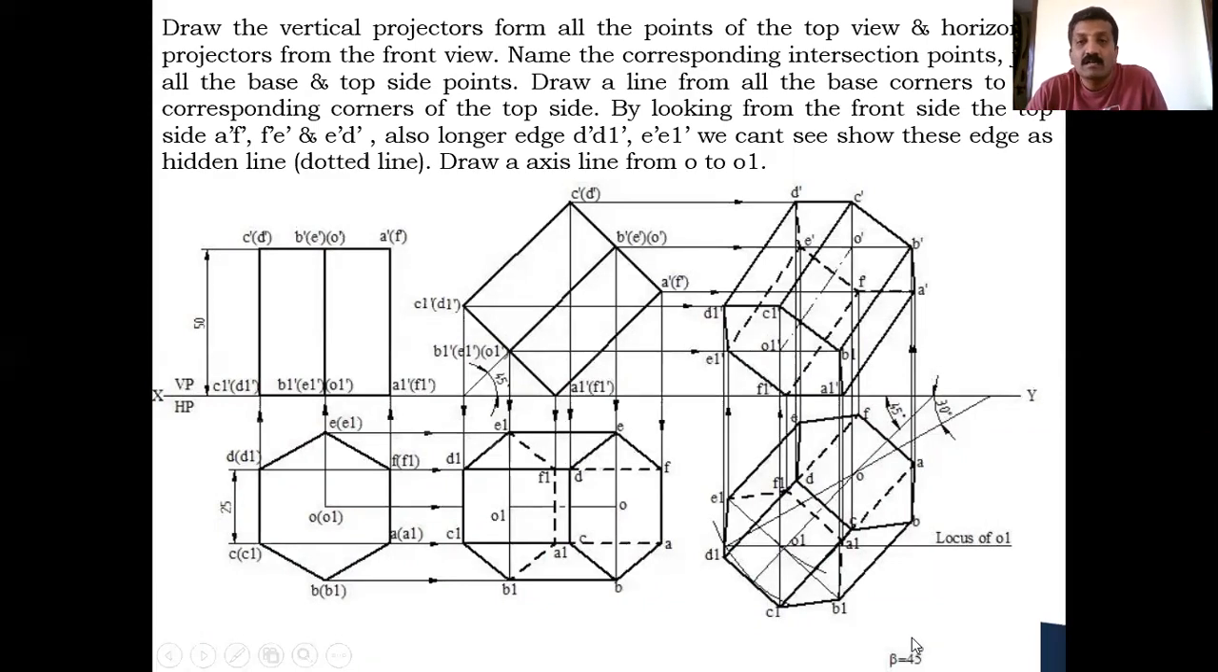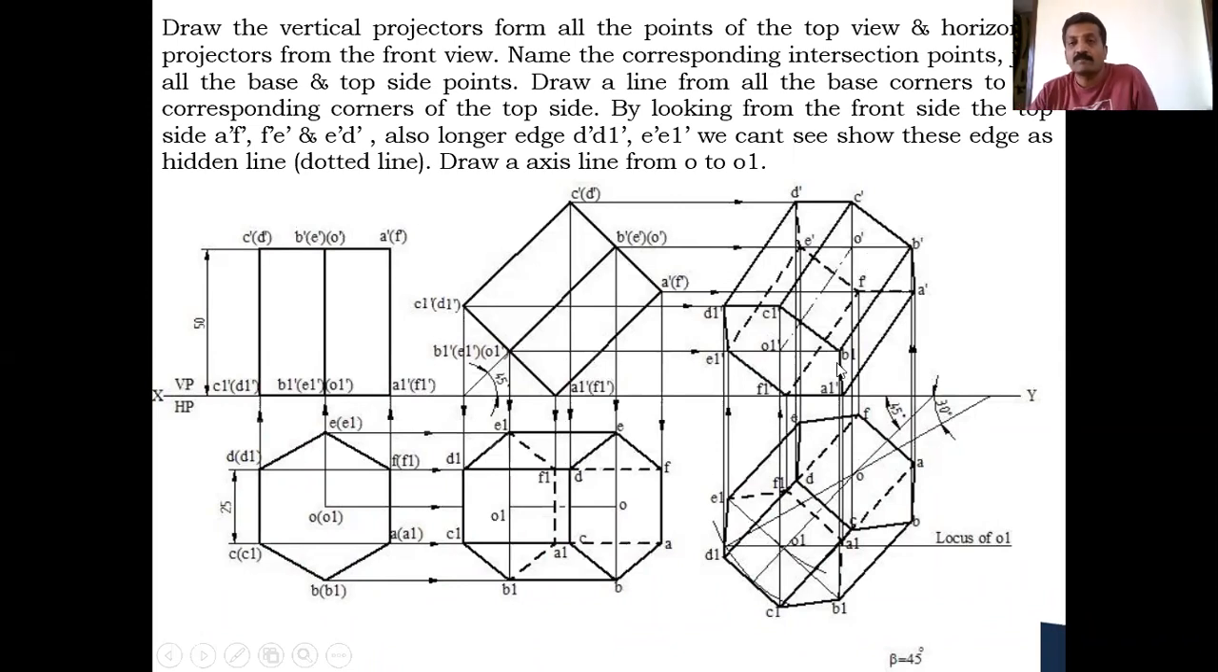Similarly, the top face corners, A is here, A dash is here, this is A. B is here, B dash is here, this is B. C is here, C dash is here, this is C dash. D is here, D dash is here, this is D dash. E is here, E dash is here, this is E dash. F is here, F dash is here, this is F dash. O is here, and O dash is here, this is O dash. Like this, all the points you can get.